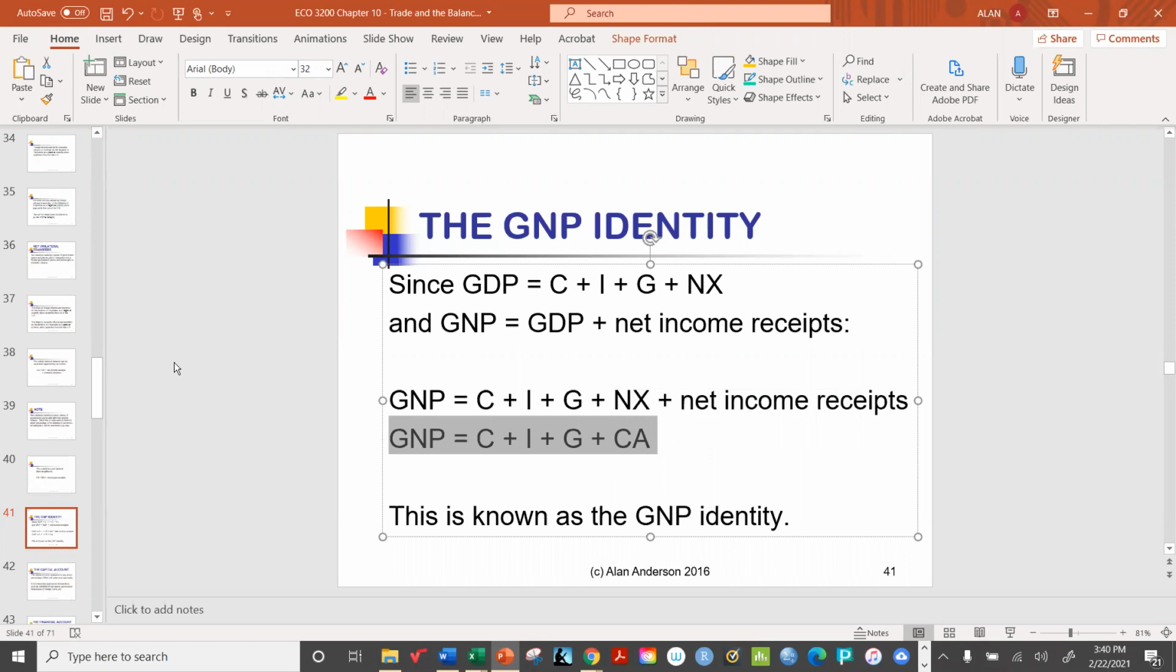All right, so that's our GNP identity. So yes, and like I said, the differences are very small for countries like the United States.